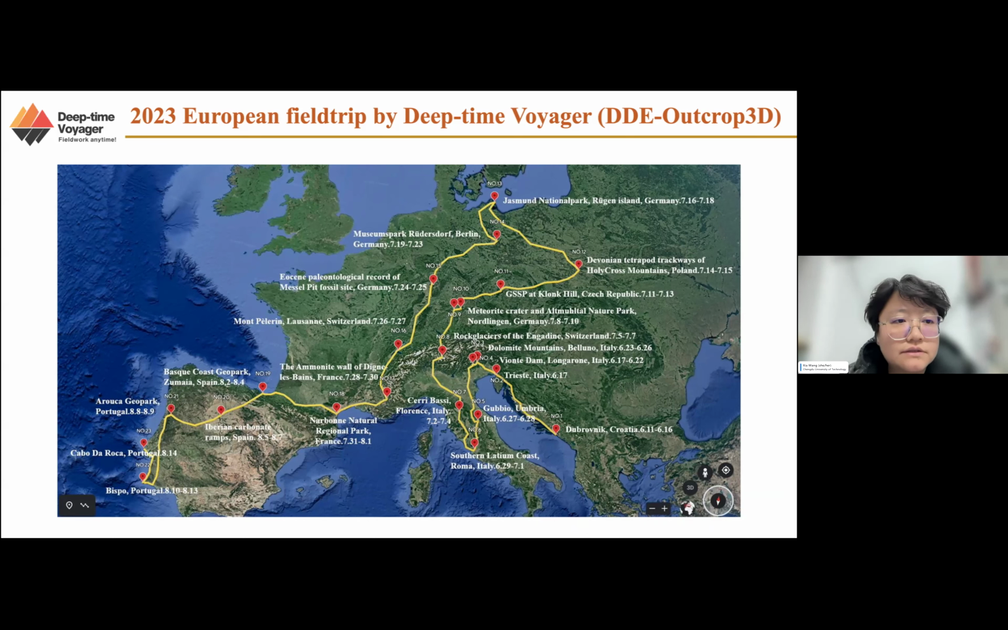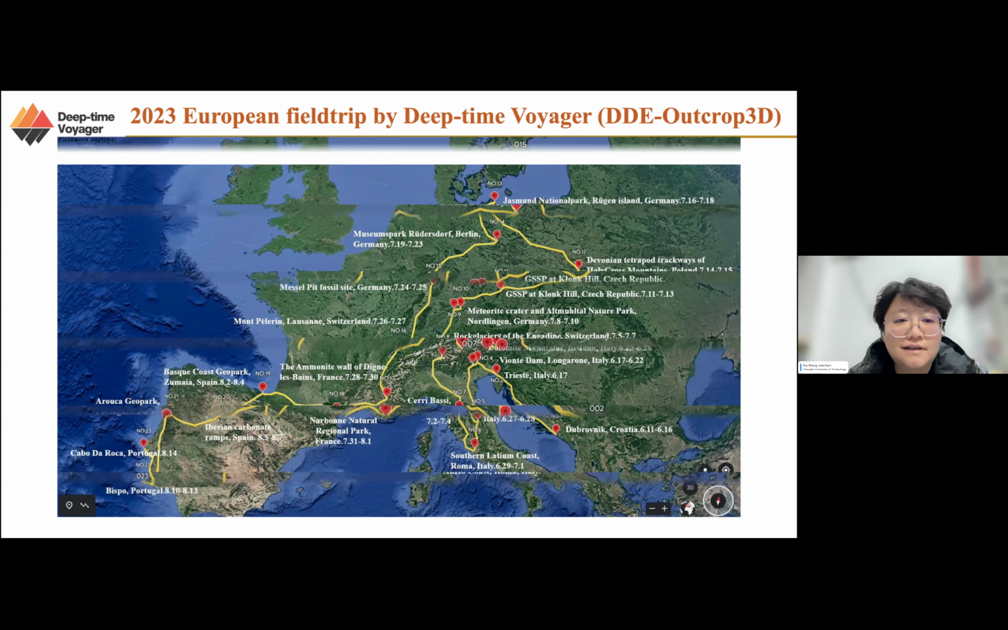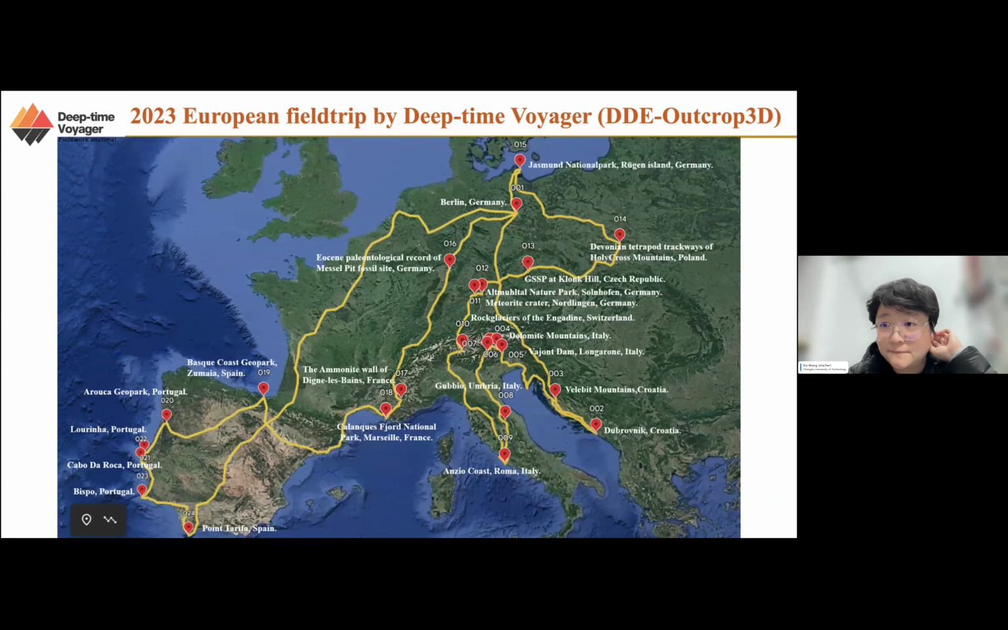So in 2023, we organized a field trip in Europe, and we planned to visit 24 sites in the beginning, and try to visit the sites and collect photos and try to make models out of it. And this is our original plan. So we planned to start from Dubrovnik and go to Cabo da Roca in Portugal.